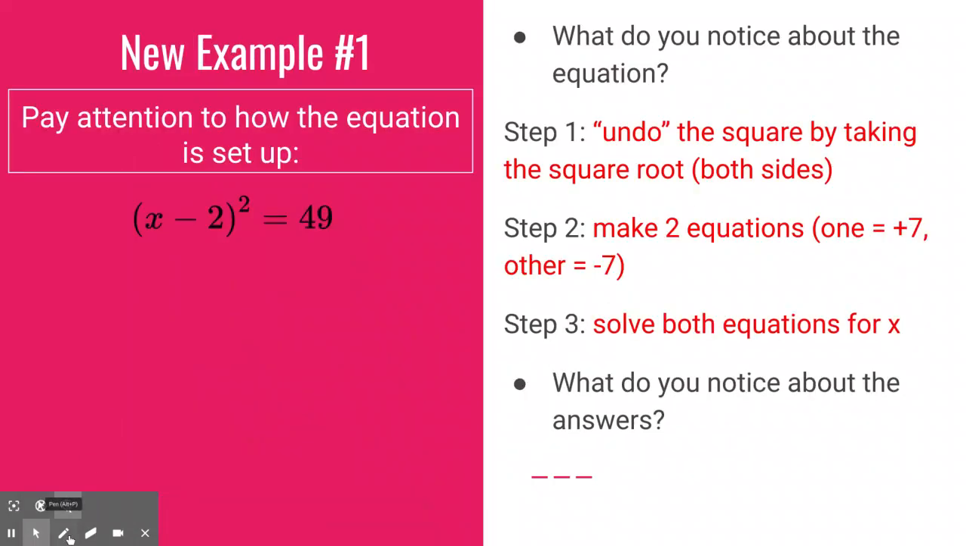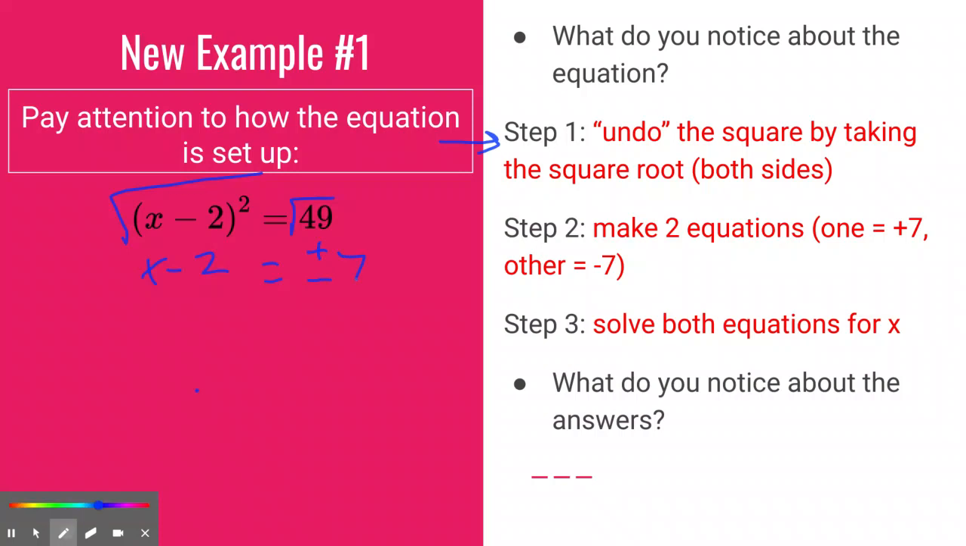Now we are going to solve this equation. The first step is we still have to undo the square. You're going to see that the squared term is by itself. There's nothing else other than the square term on the left side, so there's nothing else that we can do. So we can square root both sides, and then we're left with x minus 2 is equal to the square root of 49, which is both plus and minus 7.